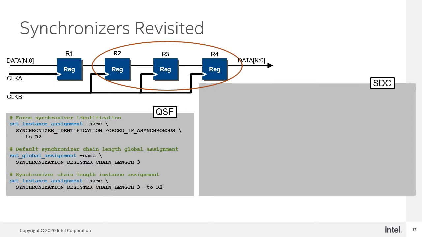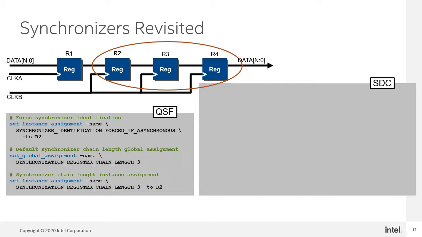The software tools automatically detect synchronizer circuits, but we can also manually tell the tools about the synchronizer. The synchronizer identification force to face synchronous assignment tells the tools that it is a synchronizer chain if Reg 2 has a clock that is asynchronous to the clock of the preceding register, which means that the tools will place the synchronizer registers as close together as possible.